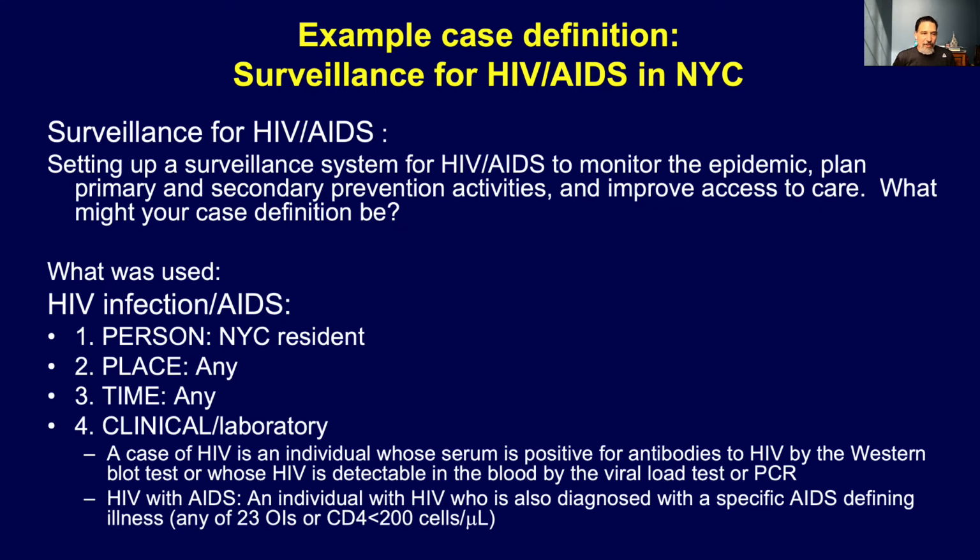And the case definition they used here, seeing some of the classification criteria: any New York City resident, regardless of where they live, regardless of when, a case of HIV is defined as someone whose serum is positive for the antibodies to HIV by certain tests or is detectable in the blood by other kinds of tests. So being very specific about what's meant here. And then they define a case of HIV with AIDS as someone who meets the above case definition for HIV, but also is diagnosed with a number of specific AIDS-defining conditions.